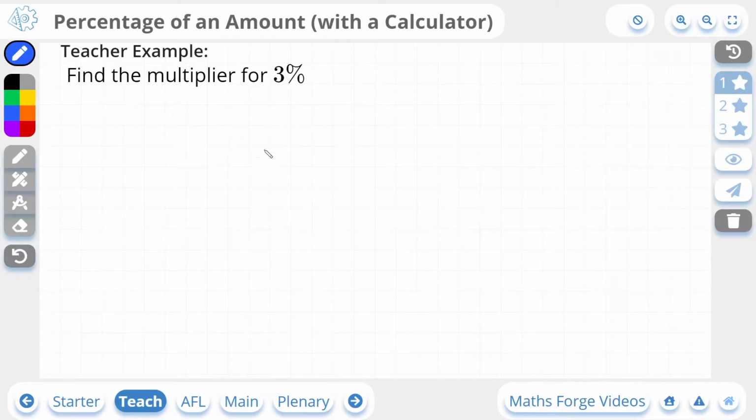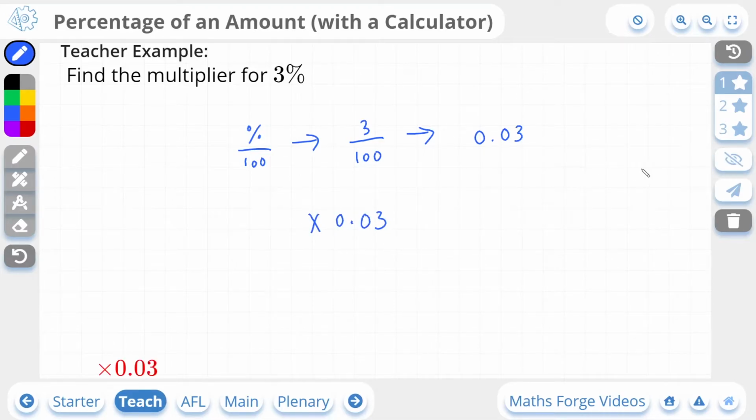We'll do one final one-star example. Here we're looking for the multiplier for 3%. Well, to find the multiplier, we put the percentage over 100. And in this case, it's going to be 3 over 100, which simplifies to give us 0.03. So to find 3% of a number with a multiplier, you multiply by 0.03. And if we check our answer, there it is.